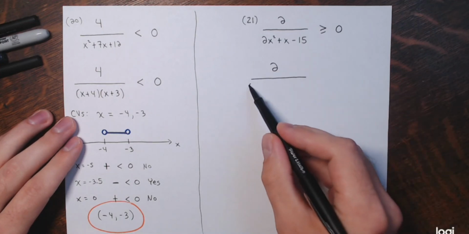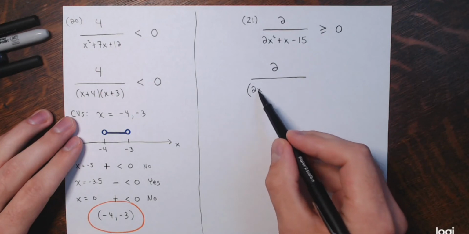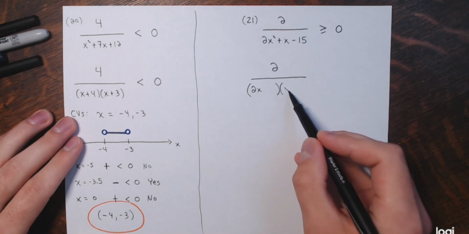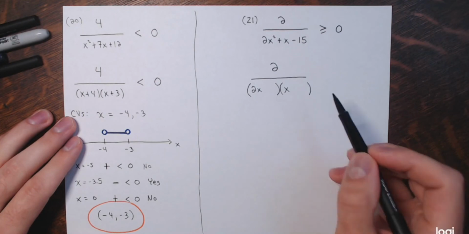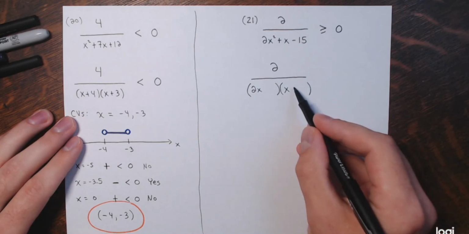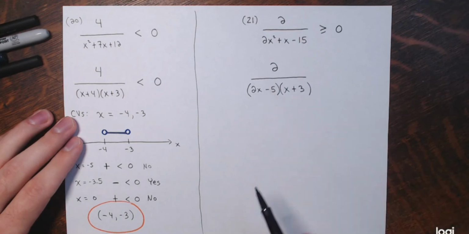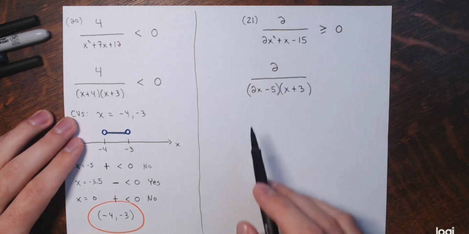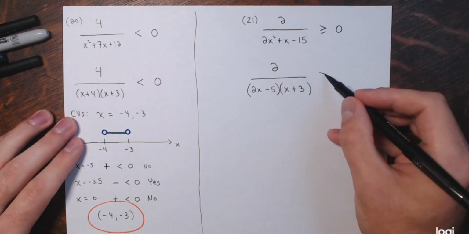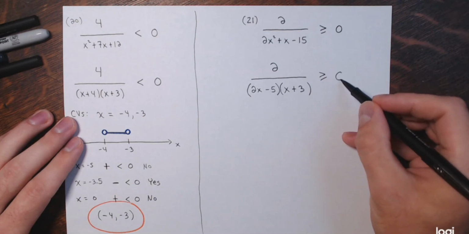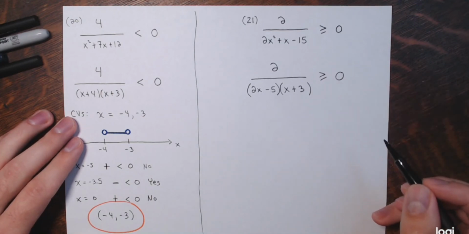The denominator, right, one of the factors would have to have 2x, and the other one would have to have 1x, and I'd need a plus 3 here and a minus 5 there, right? That would factor to 2x minus 5 times x plus 3. And you can double check by foiling, see if you get 2x squared plus x minus 15 back. And this is greater than or equal to 0.